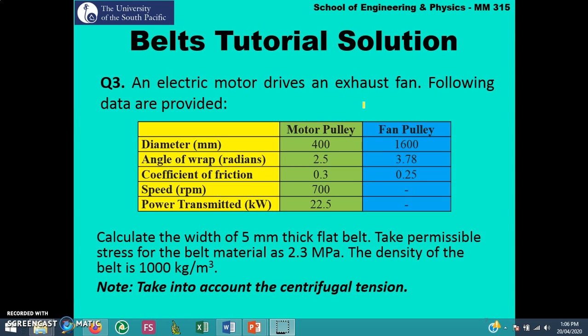Let's look at the last question from our belts tutorial. Question 3 says that an electric motor drives an exhaust fan. The following information is given in the table as given over here.